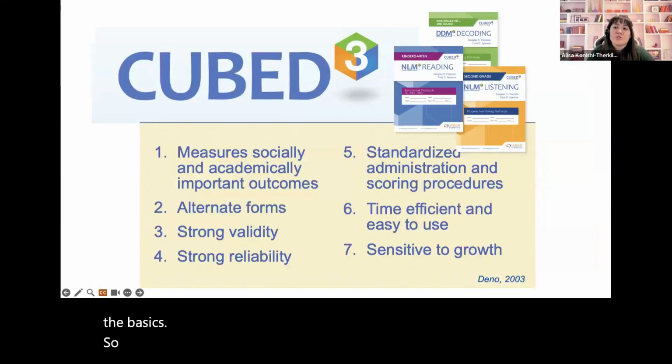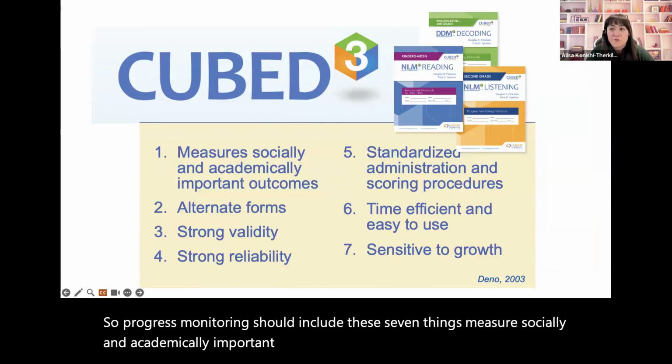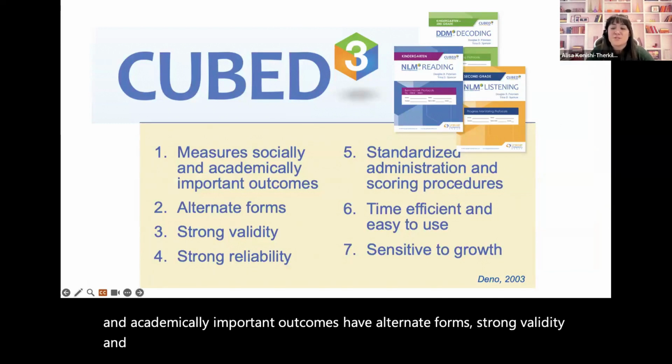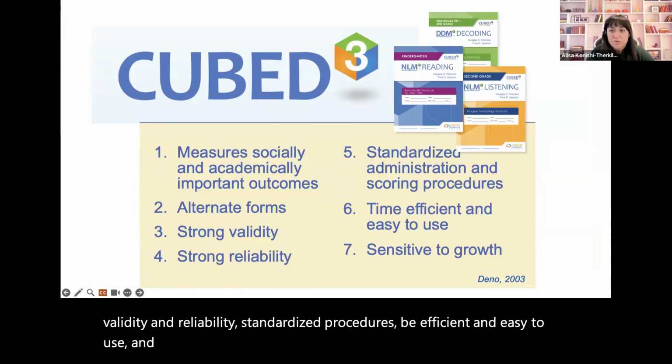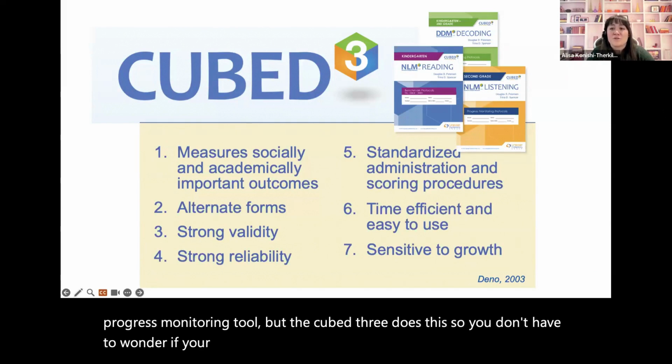So progress monitoring should include these 7 things: measure socially and academically important outcomes, have alternate forms, strong validity and reliability, standardized procedures, be efficient and easy to use, and be sensitive to growth over time. Now, that is a lot to ask of a progress monitoring tool, but the Cubed 3 does this.